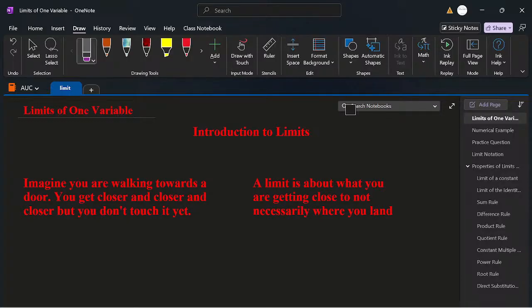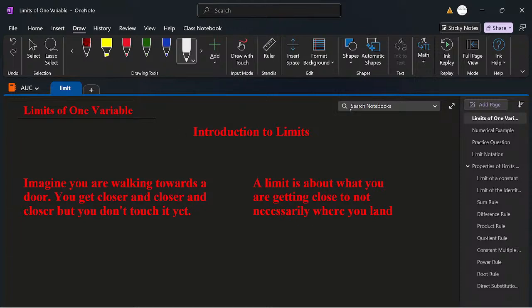So first and foremost, you can walk towards the door either from inside or outside. That is an illustration of what the limit of a function is. Imagine you are walking towards a door, so you get closer and closer and closer, but you don't touch it yet. So a limit is about what you are getting close to, not necessarily where you land.